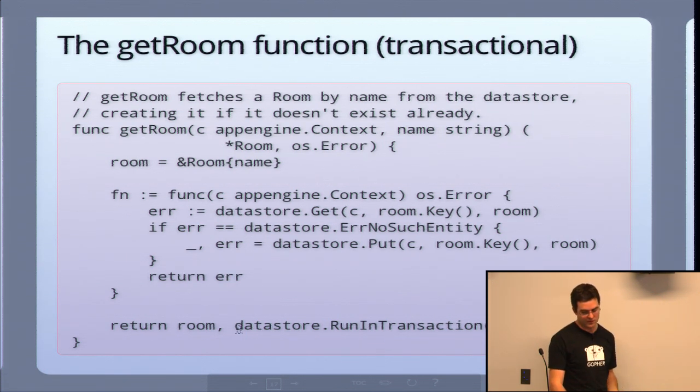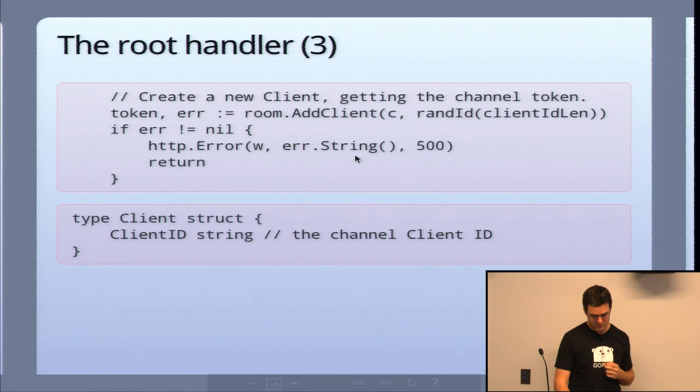And so datastore RunInTransaction returns an error. And so here I'm returning the error return value of that, and the room that I've just retrieved into this room variable. So back to our HTTP handler now.